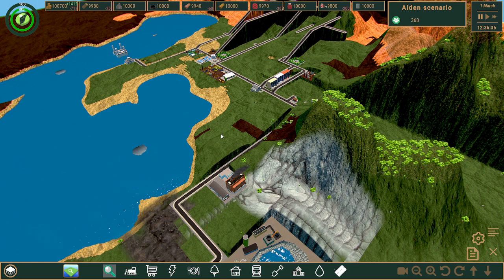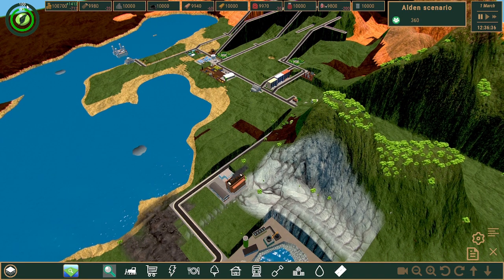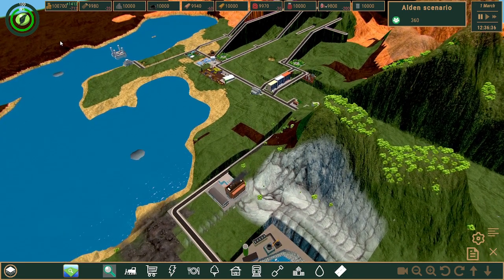Today we're going to have a look at the game interface. The very first thing we can see in the interface, on the top left, are two indicators. The outer one, with 100% right now, is the amount of trees on the map compared to how many trees were there in the beginning of the scenario.